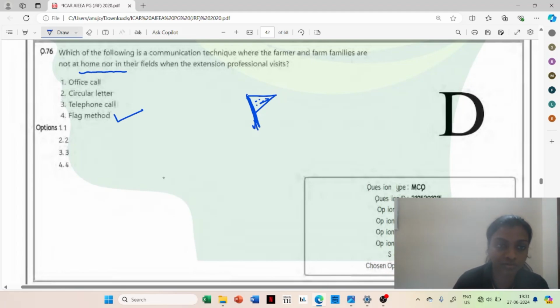It is not an office call, where a telephone call will be made from the farmer, and not a circular letter, which means a letter sent to many farmers at a time by the extension agent, and not a telephone call either. So the answer is the flag method.